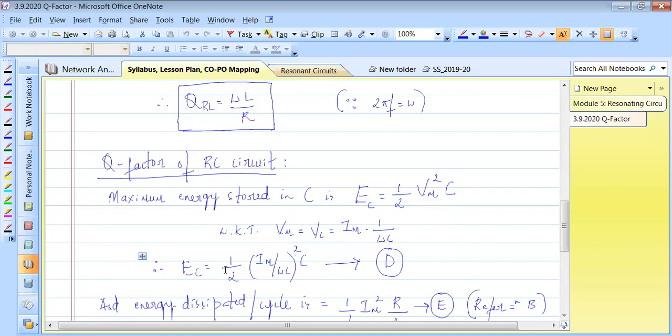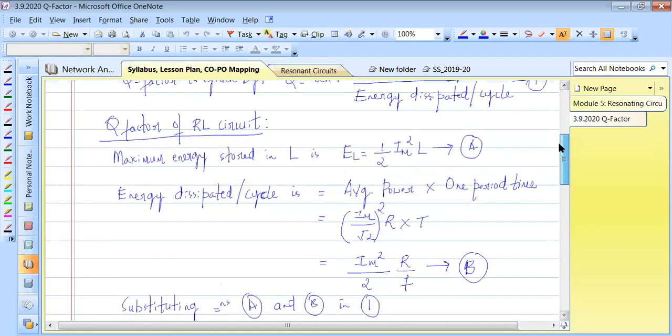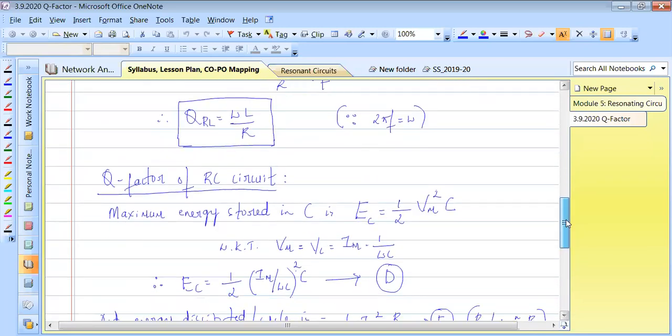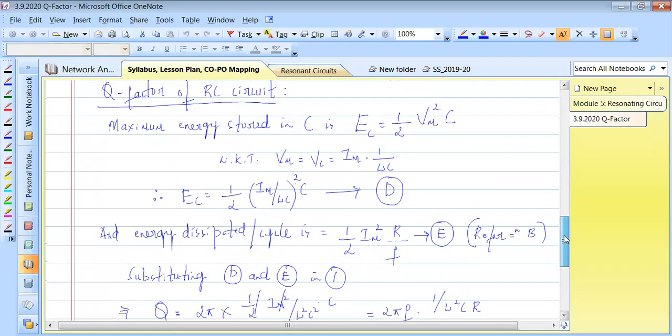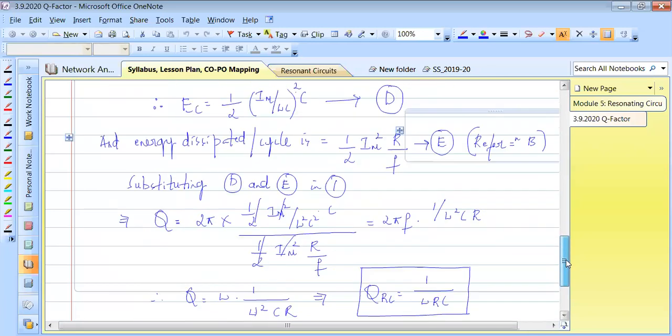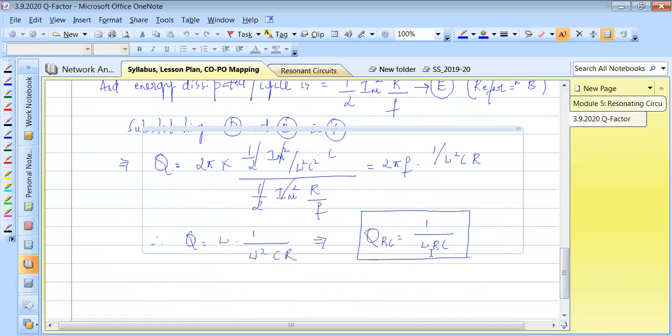So what we have done, which we had not done earlier, is this: in the earlier case, the energy was in terms of current only. Now, since here the energy was in terms of voltage, that energy in terms of voltage is converted into energy in terms of current. That's it. And energy dissipated per cycle is anyways something that we have done in the previous case. So substitute equations D and E in 1, and if you do that, you will be getting the quality factor of the series RC circuit.